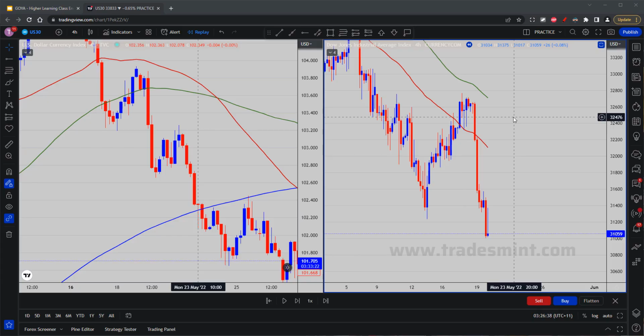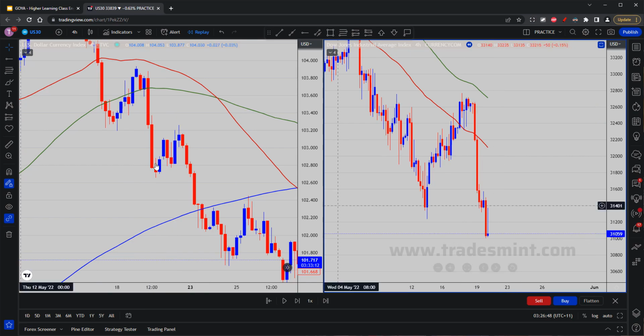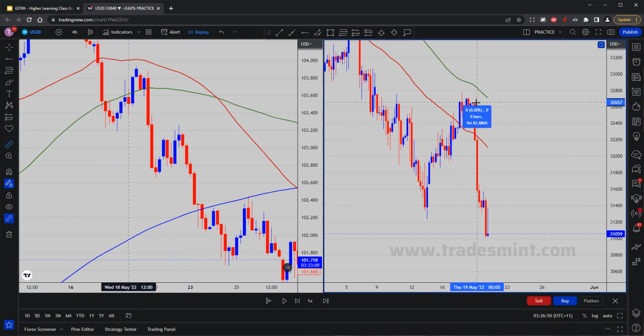Okay, so for example, here on the right, I have this great movement on the Dow Jones pushing down, right? It's quite decisive, it's quite linear. We're talking about a movement of 1,600 points, which is quite a lot.